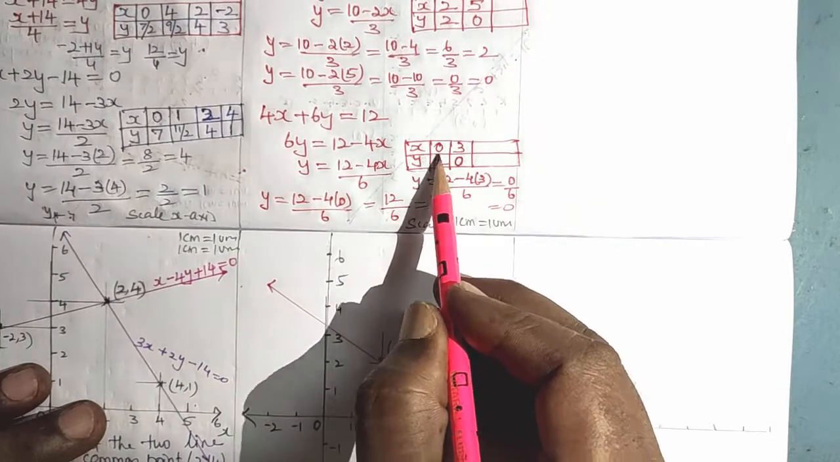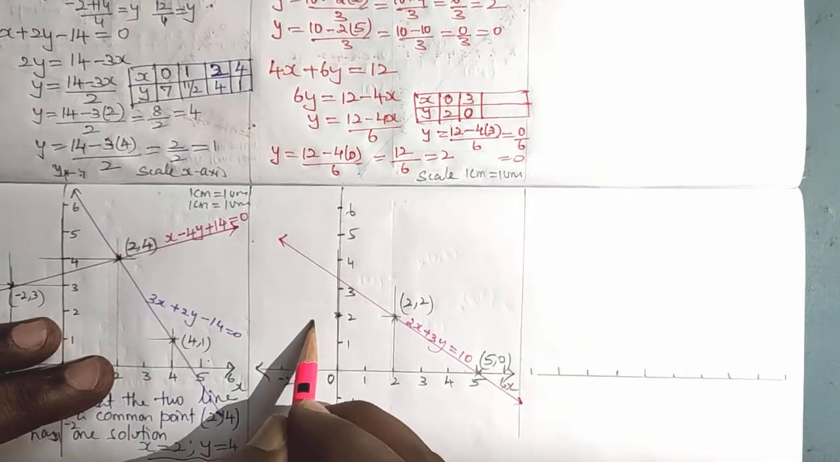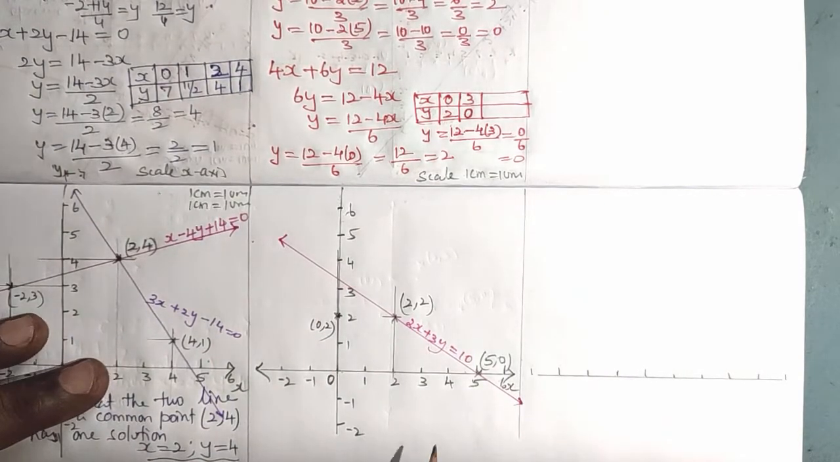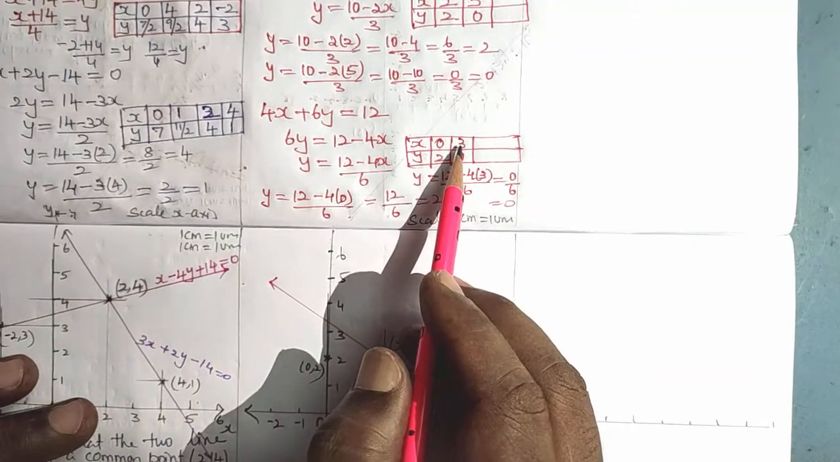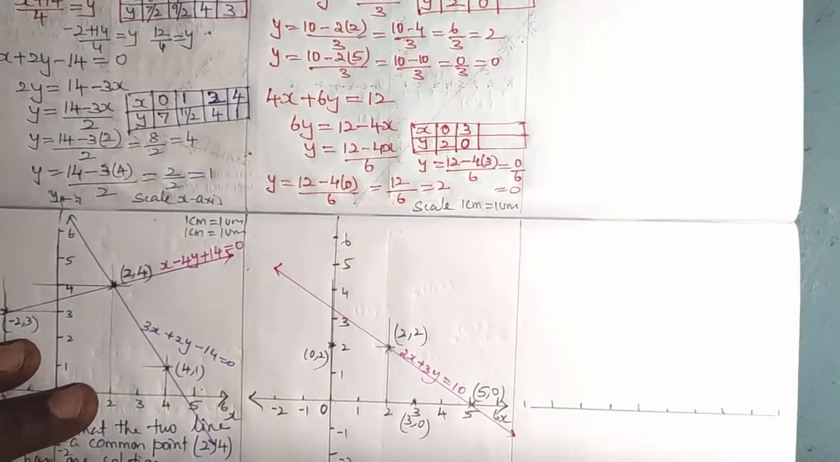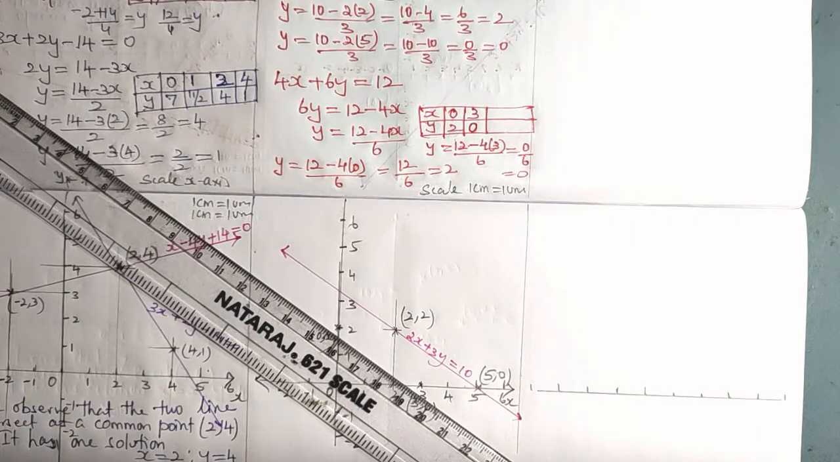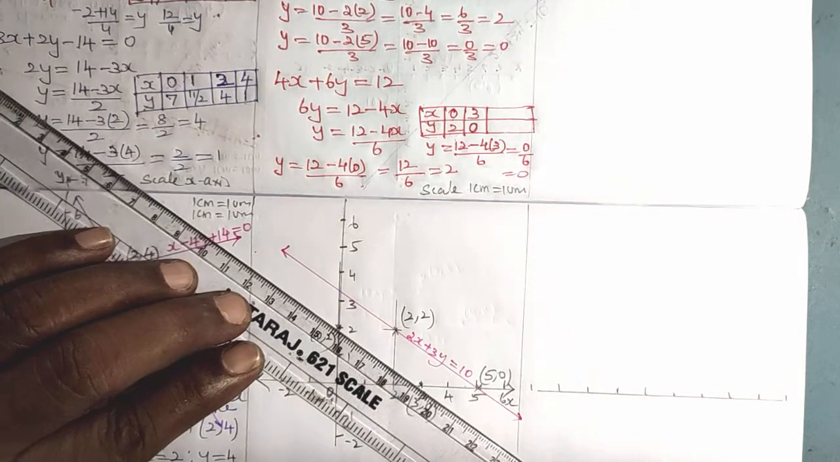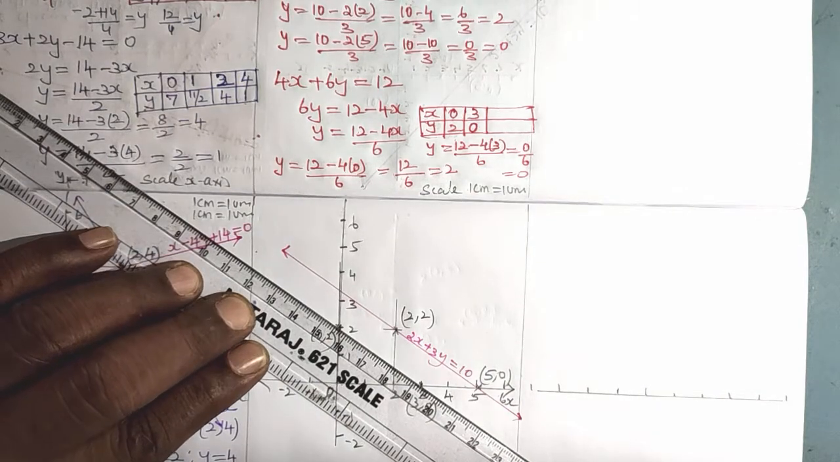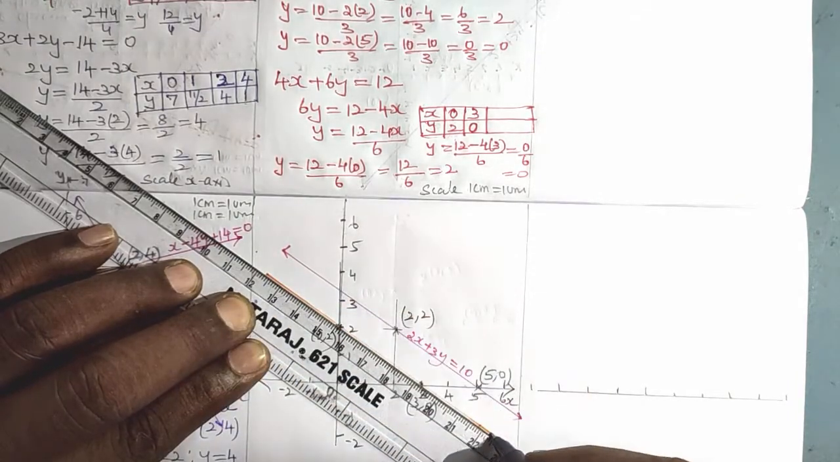What are the second equation values here? You see x is 0, y is 2. So x is 0, y is 2 means this is that point. And the next value is x value is 3, y value is 0. X value is 3 and y value is 0. Now joining these 2 points, what is the shape of the graph that I am going to get here? So this is the shape of the graph. This is the straight line that I have got.